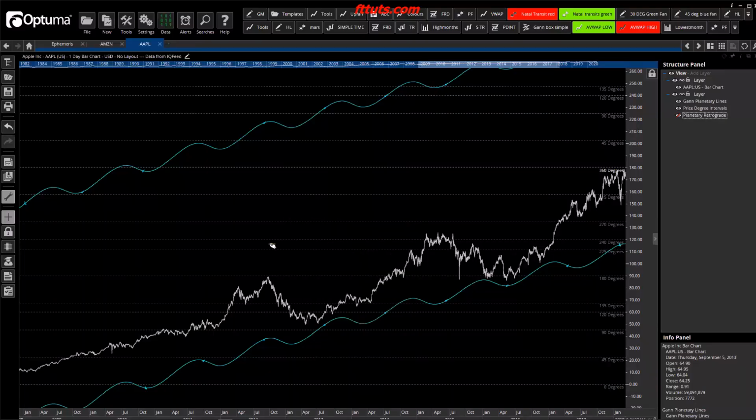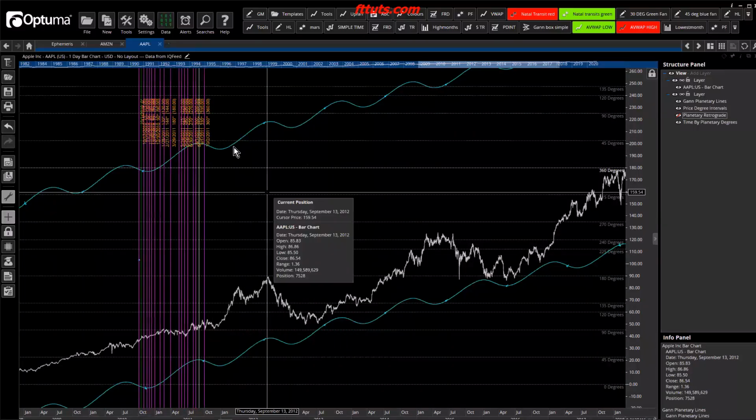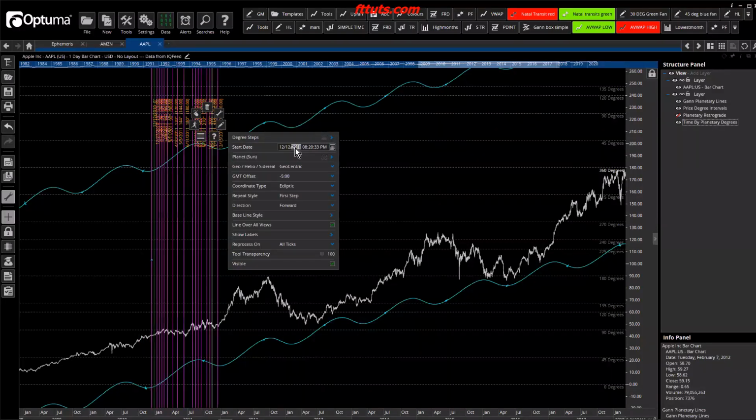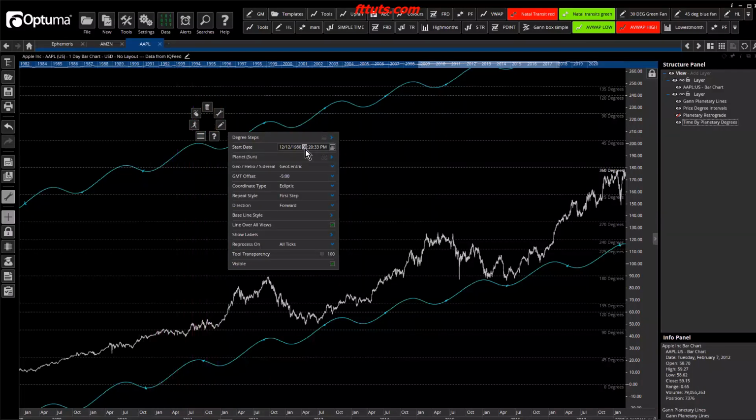This is a tool that's going to count degrees of a planet from a certain point of time. So I'm going to set it to my natal date for Apple of 12/12/1980. And let's just set it to 9:30 a.m. because that's the beginning of the market.